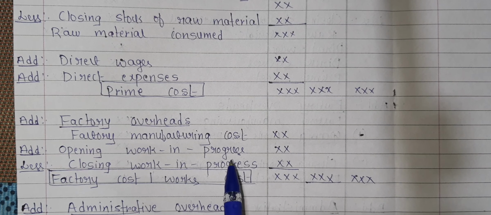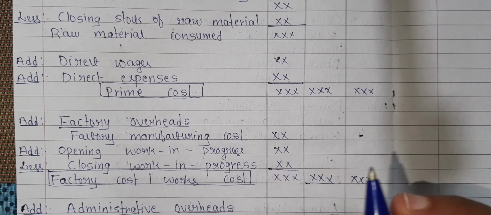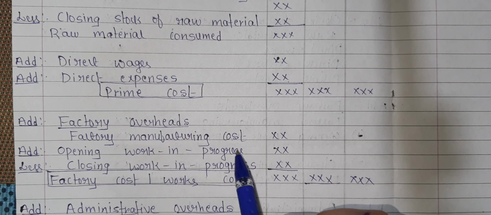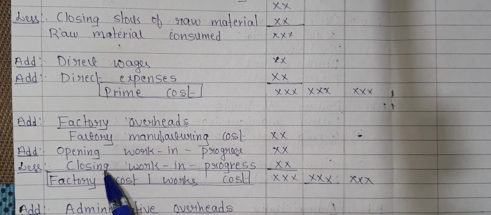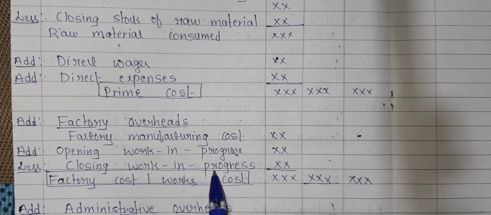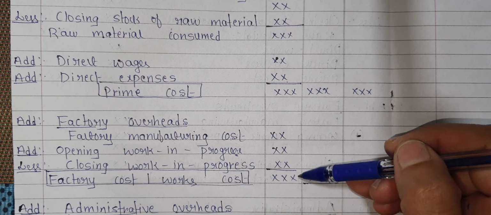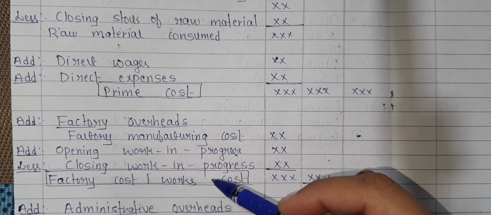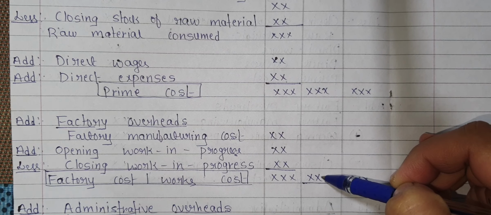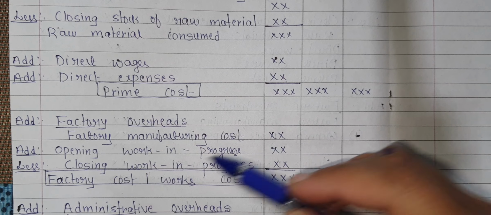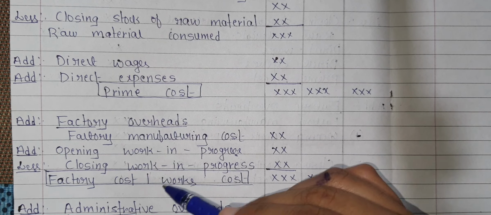If the problem mentions work in progress, then we have to add opening work in progress and we need to deduct closing work in progress. Clear? Then we will arrive at factory cost or works cost.